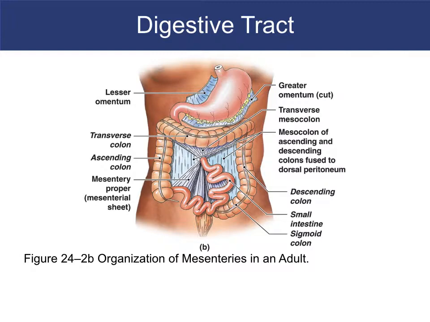Now they've shortened this in this diagram here. There's normally 5 times that much small intestine, and indeed the small intestine is much longer than the colon, even though it doesn't look that way in this picture.